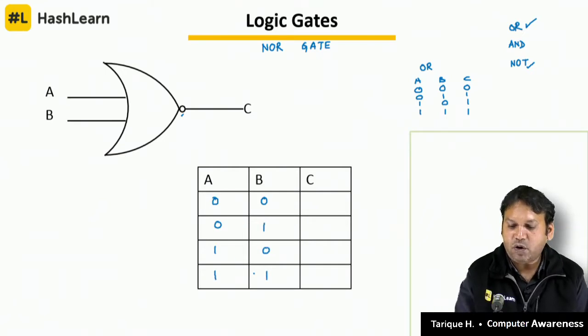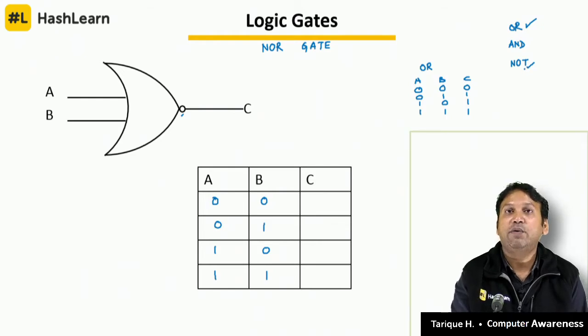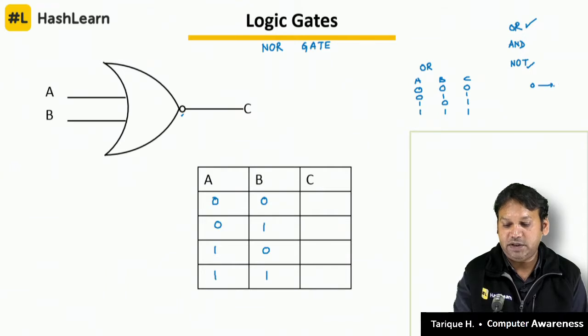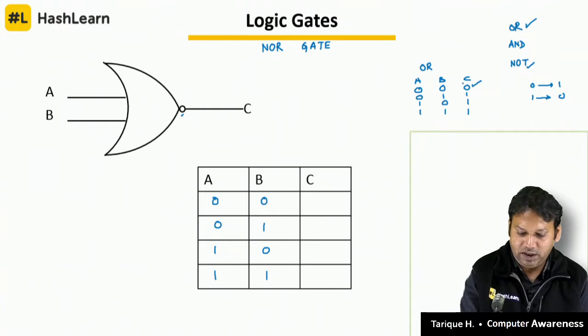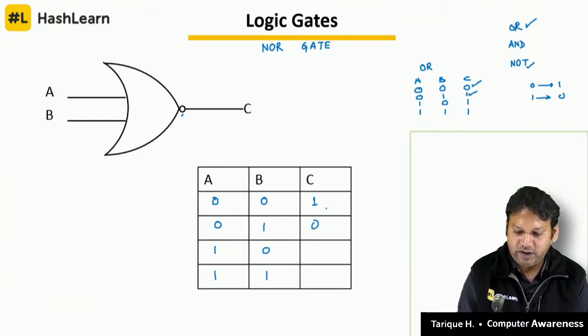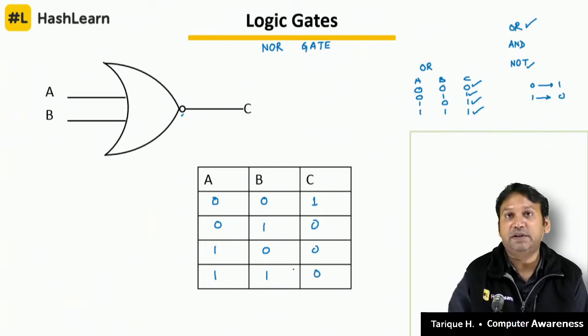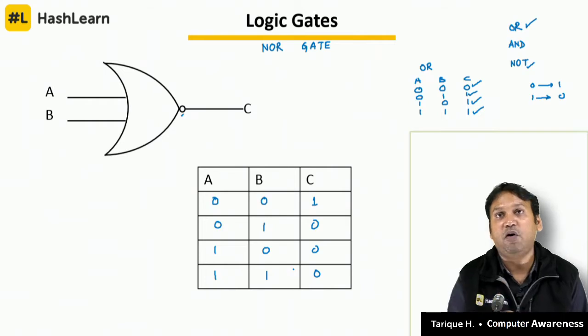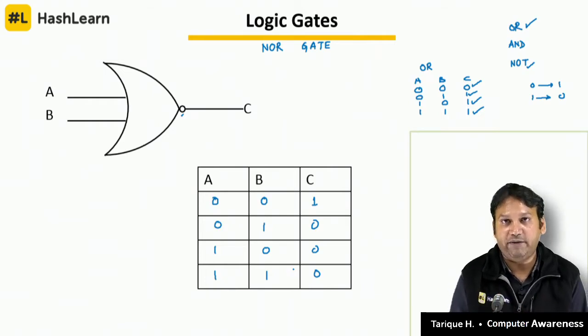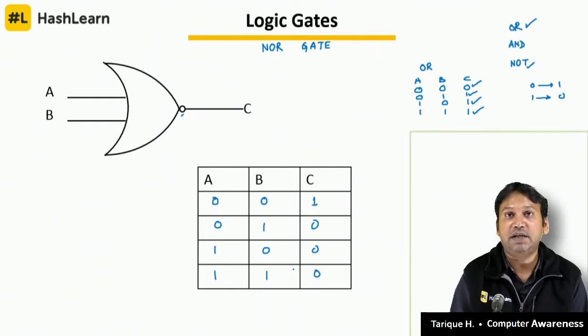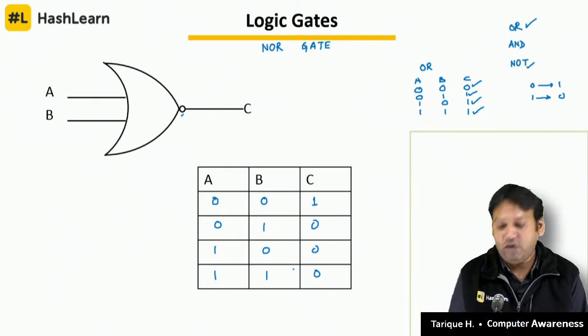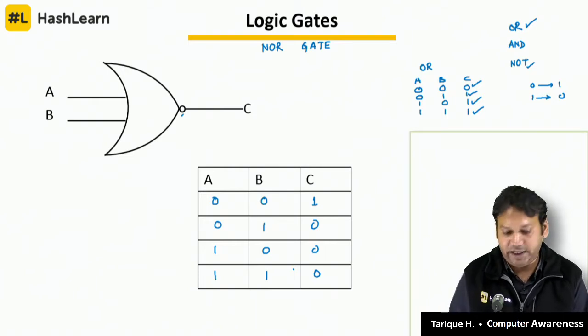Now remember, what does the NOT gate do? The NOT gate is going to reverse the output. If you put 0, it converts it into 1. If you put 1, it converts into 0. So when it's 0, it will become 1. When it is 1, it will become 0. When this is 1, it will become 0, and this is 1, it will become 0. It reverses the result of the OR gate. When you put a NOR gate, it reverses the result of the OR gate. Clear? That's how you should understand it.